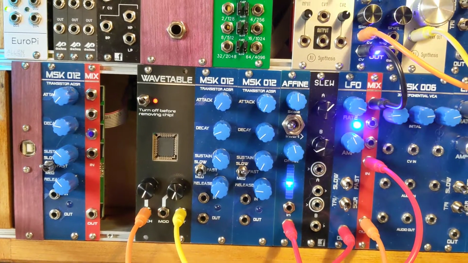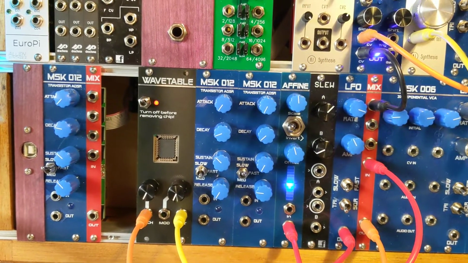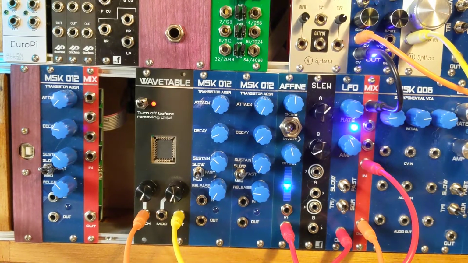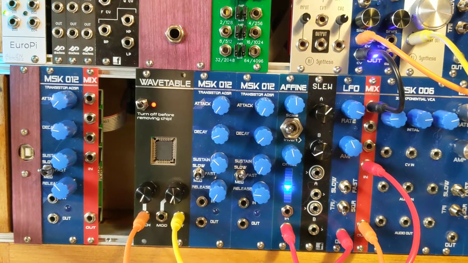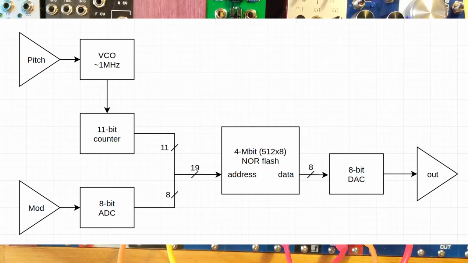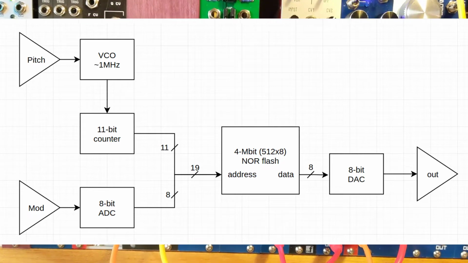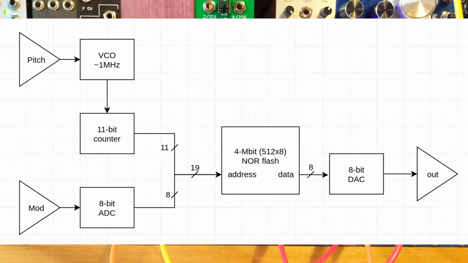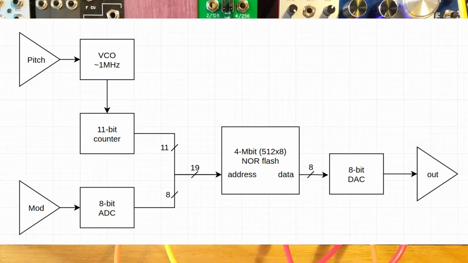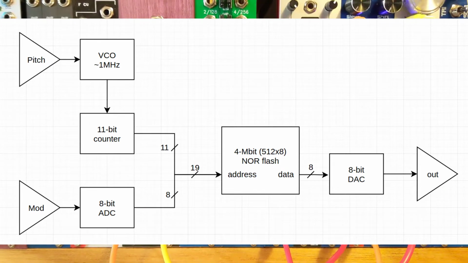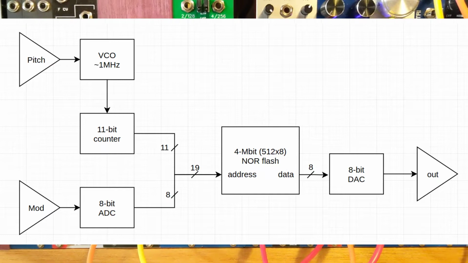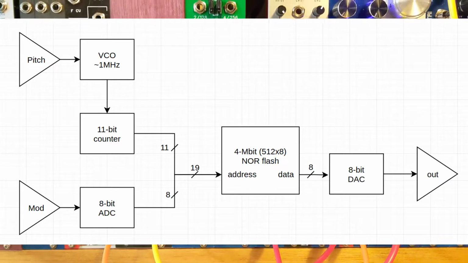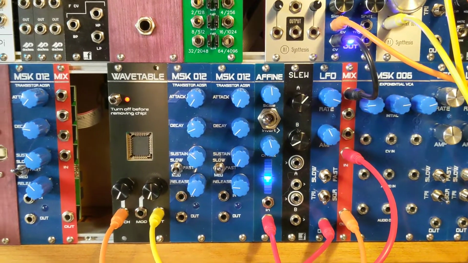This is going to be a demo of my Wavetable oscillator that is built with no CPU. It's just a 4 megabit flash memory at its core, and a voltage controlled oscillator, and a counter, and an ADC, and a DAC, and some op-amps. That's all that's in it. But in this video I'm just going to be walking through some of the sounds.